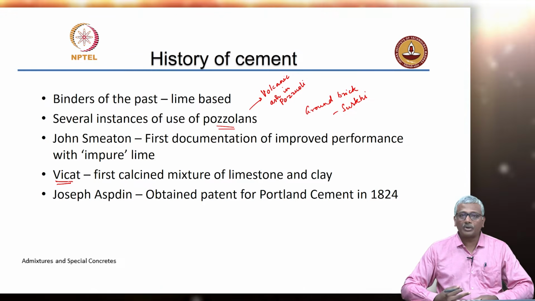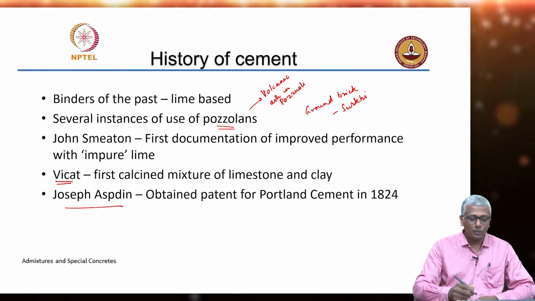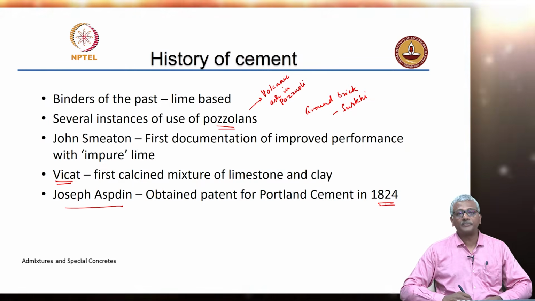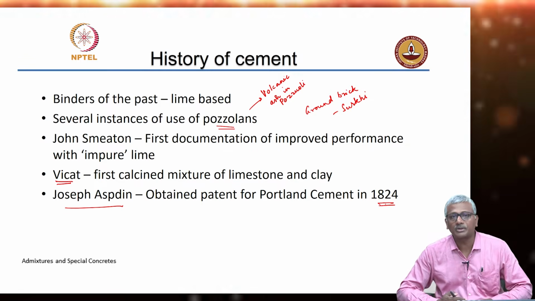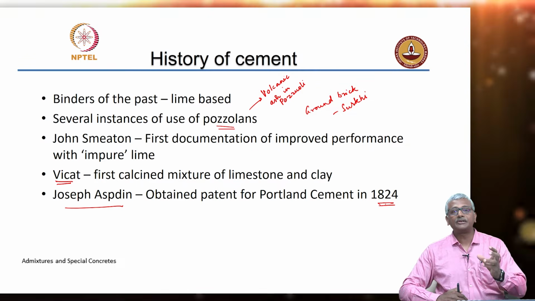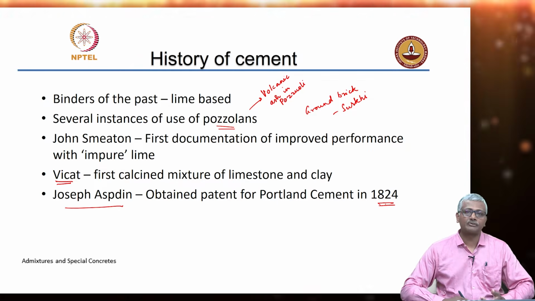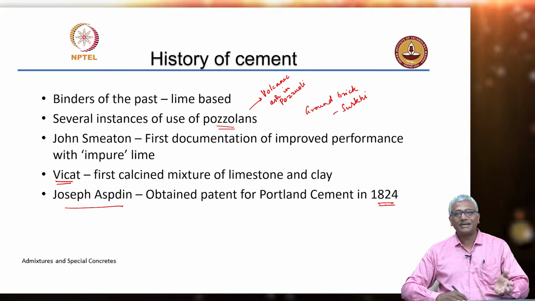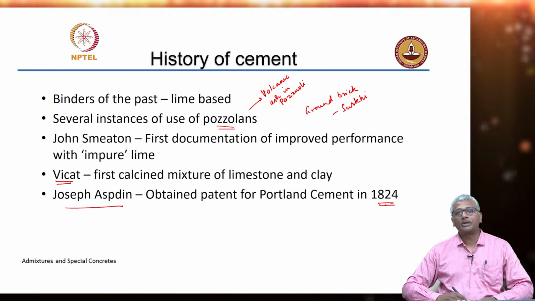The name Portland cement itself comes about because of Joseph Aspdin, who in 1824 got this patent for Portland cement. He saw that when he produced the cement and it reacted with water, it gave a nice grey stone-like appearance. And this stone resembled the Portland limestone that was found in Dorset in the United Kingdom. And based on that, he obtained a patent for this material and he called it Portland cement.